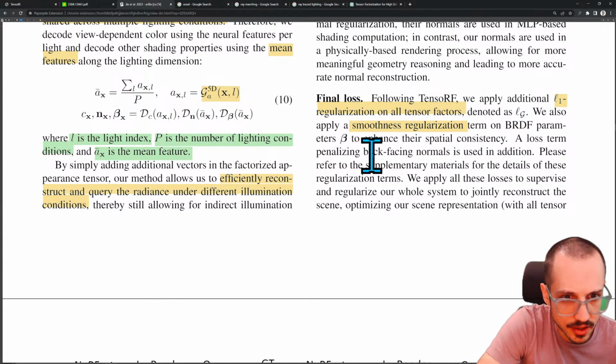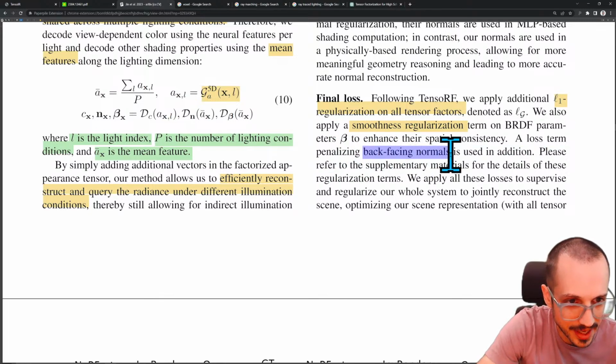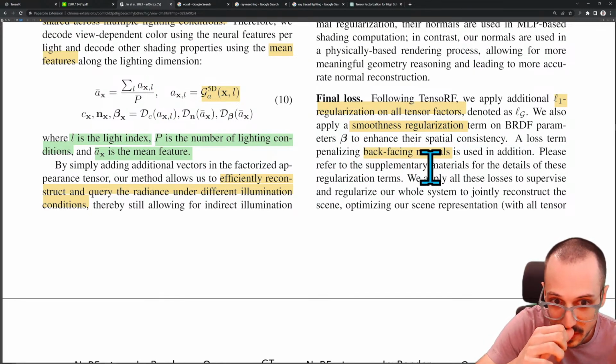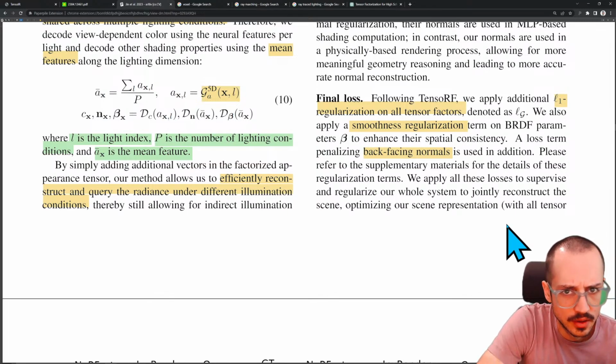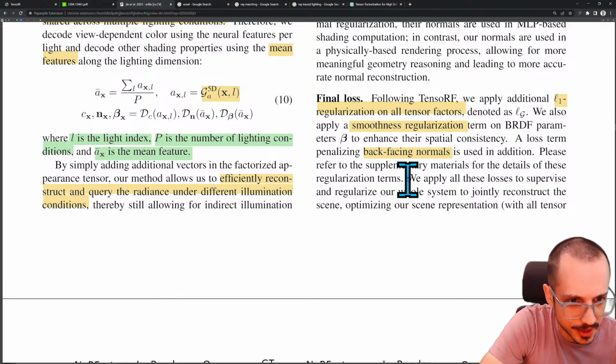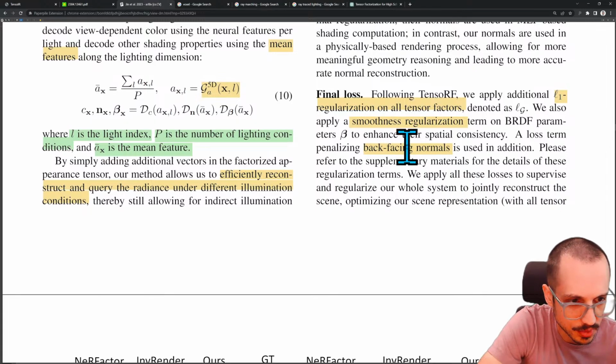A loss term penalizing back-facing normals. So they have more normalization here, more regularization here. So a penalty for normals that face in the wrong direction. They have all these extra regularization terms, which make everything nicer, and then they apply these losses to supervise and then do the whole joint optimization process.